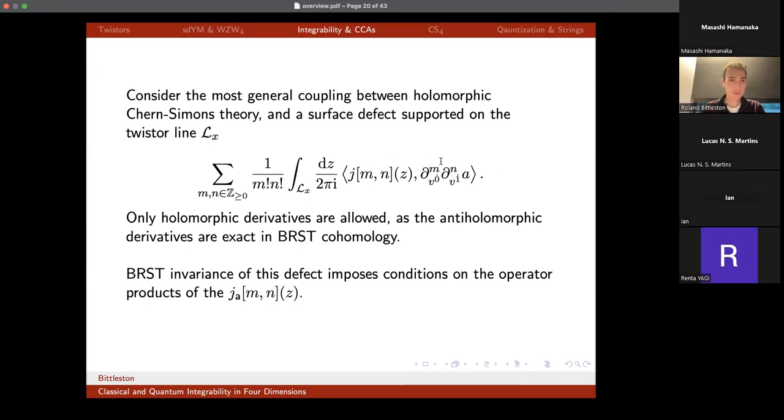We're just going to do exactly the same thing. The crucial difference here is because we've got a holomorphic theory, we can take holomorphic derivatives which aren't BRST exact. So there's a much more general thing we can write down, infinitely many generators labeled by M and N for all non-negative integers M and N, and which depend on the Z coordinate. And then imposing BRST invariance, it's going to give us some relations on these J's, and it's going to say that they are the generators of some vertex algebra.